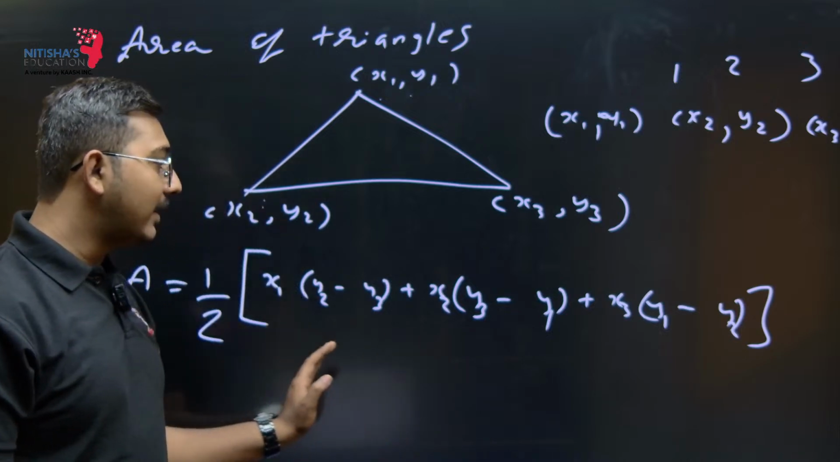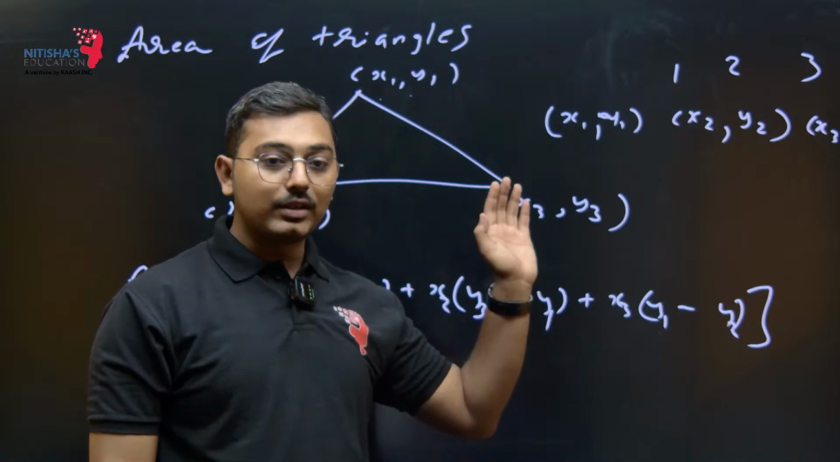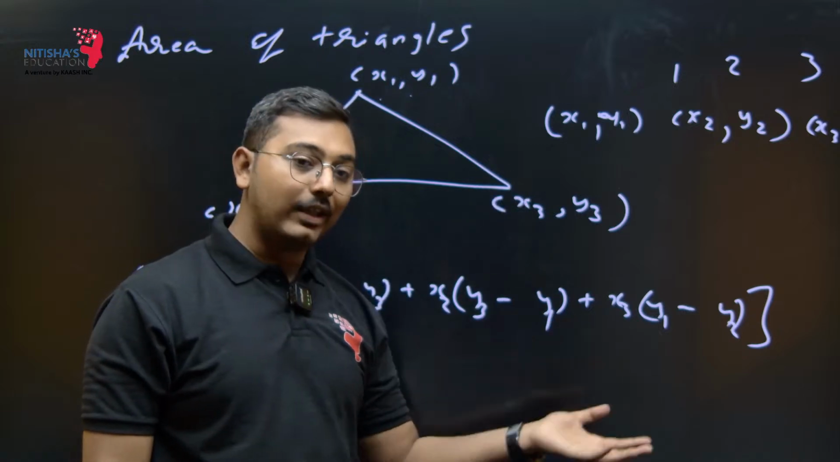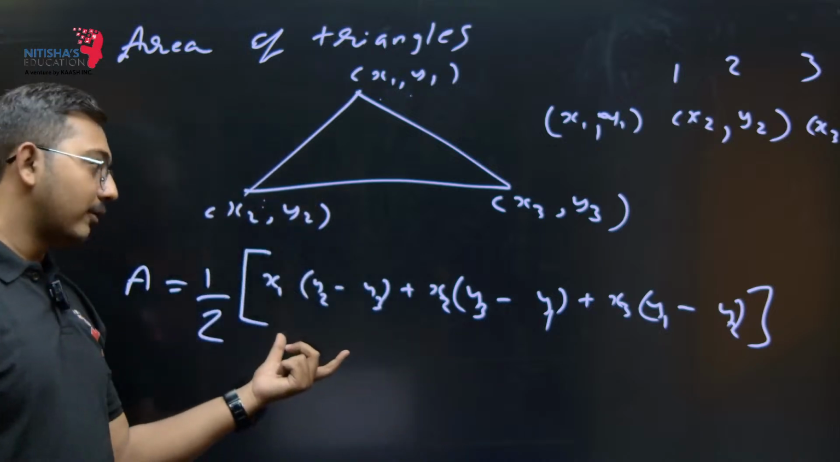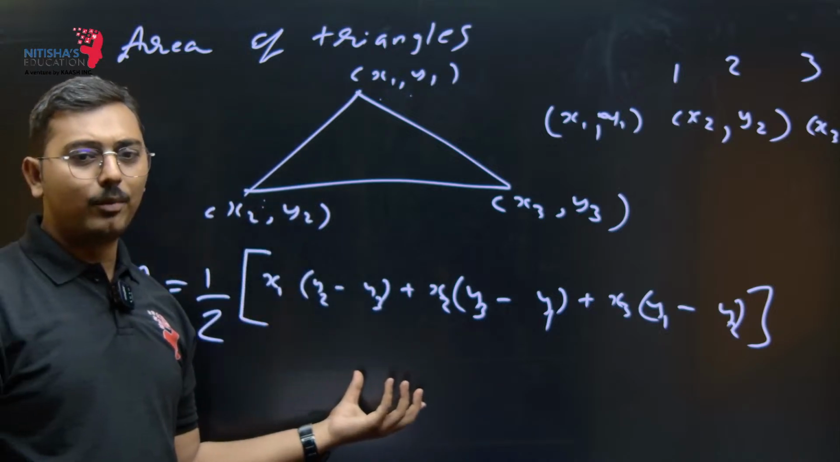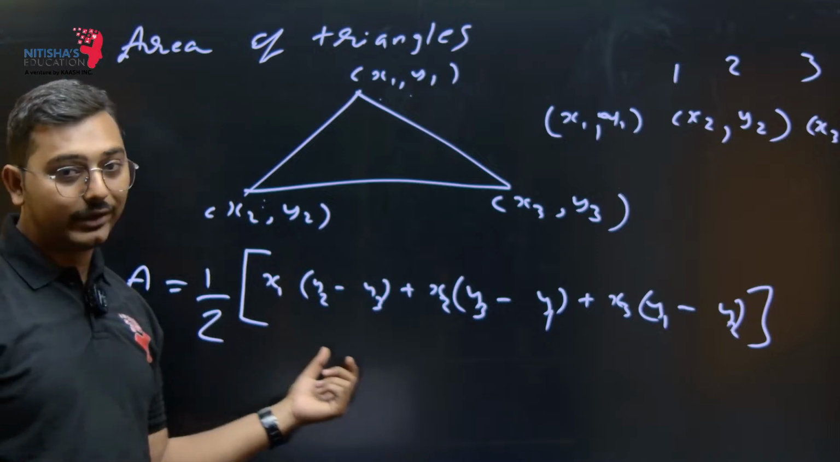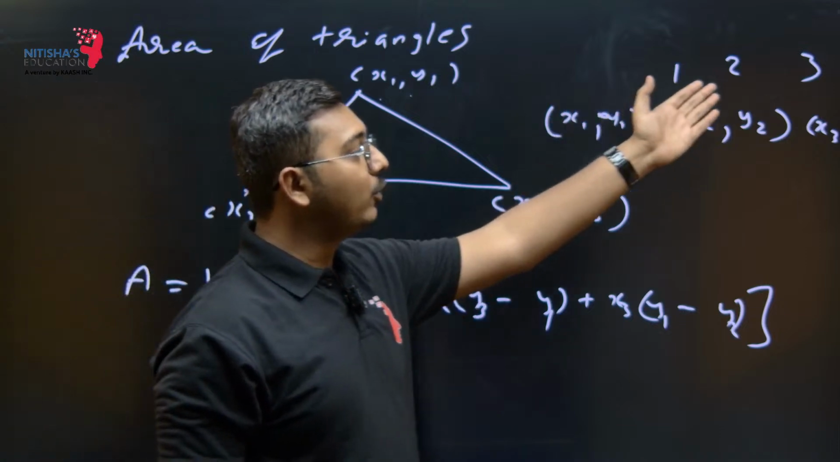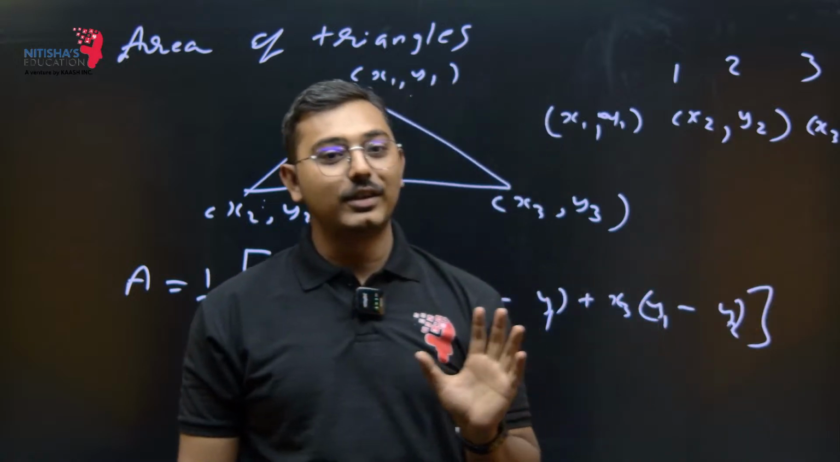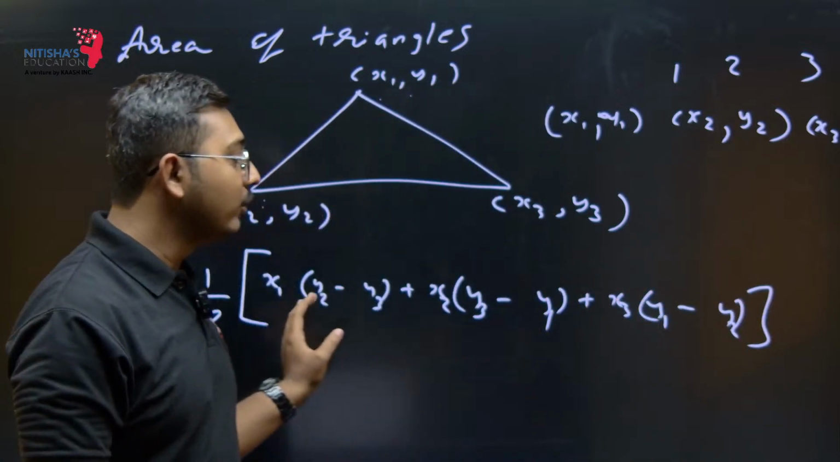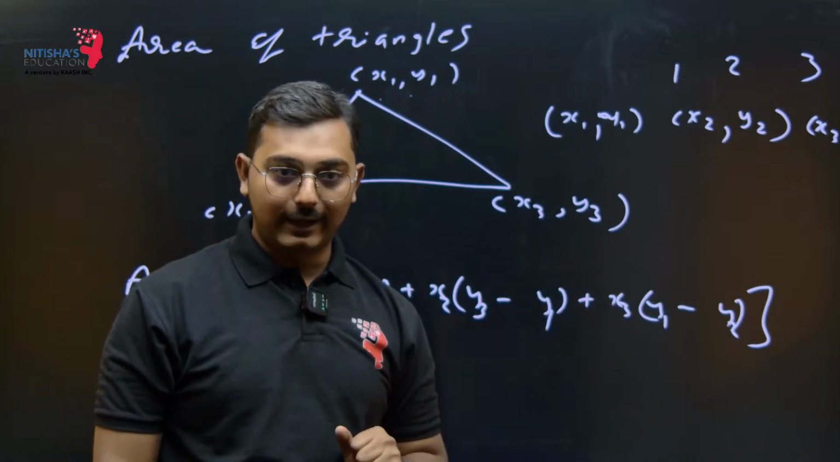This formula is designed in such a way that whichever combination you take, it will provide you the correct answer. The thing is, you have to remember this formula. To remember it, I have provided you a beautiful trick of using just 1, 2, 3, the first three numbers. Using the first three numbers, you have to write the formula of the area.